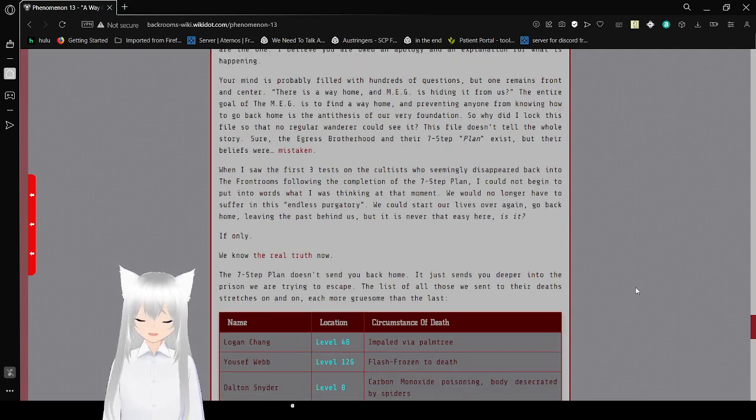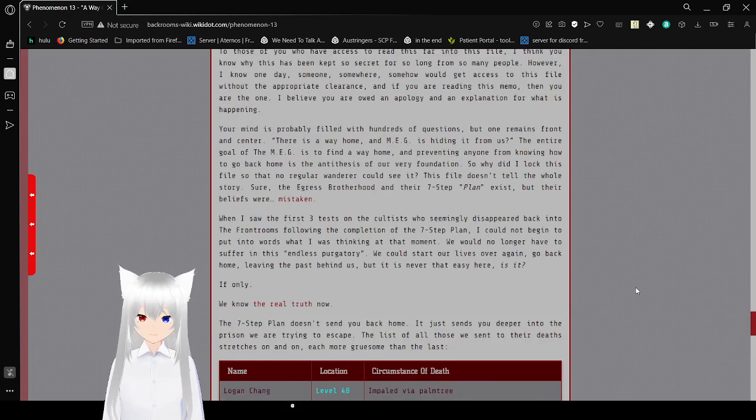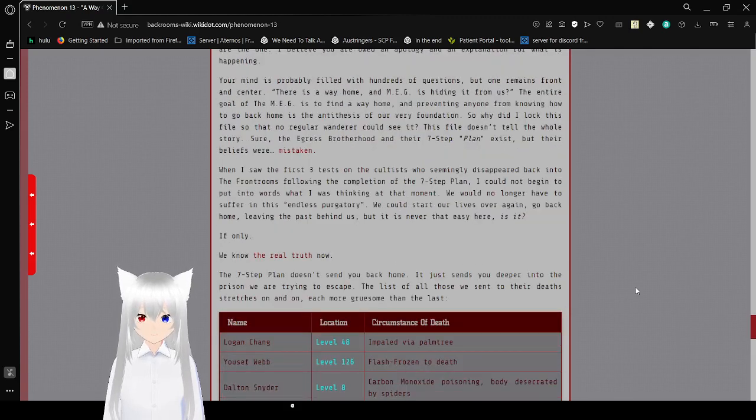I believe you are owed an apology and an explanation for what is happening. Your mind is probably filled with dozens of questions, but what remains front and center? There is a way home, and MEG is hiding it from us? The entire goal of the MEG is to find a way home and prevent anyone from knowing how to go back home. It's the antithesis of our very foundation.